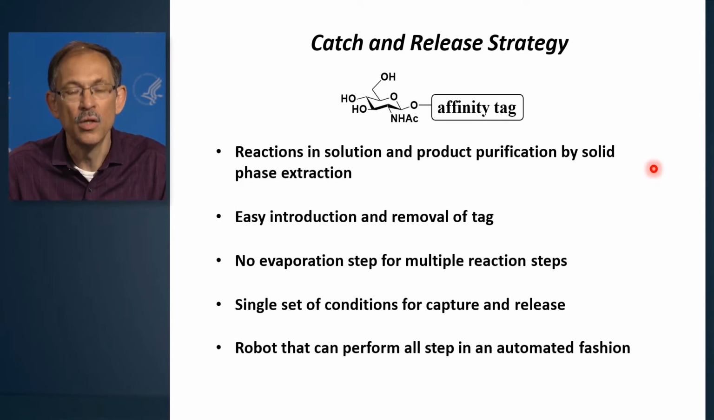This sounds easy, but it is actually very challenging. First of all, we need to identify a tag that can easily be introduced and removed without affecting the complex carbohydrate. We don't want to do any evaporation steps because that would make automation complex. We want a single set of conditions for capture and release, whether it's a monosaccharide or a 20-mer. These conditions should be the same. And finally, we need to develop a platform that makes it possible to automate all these steps.